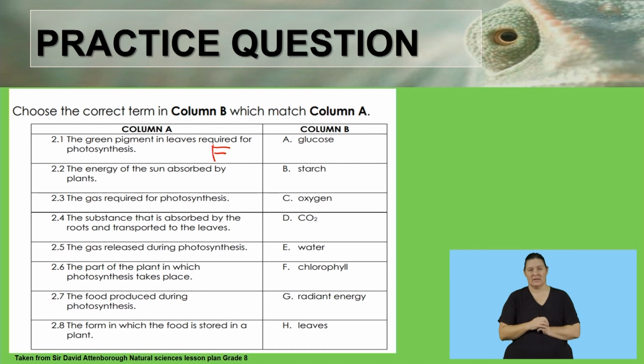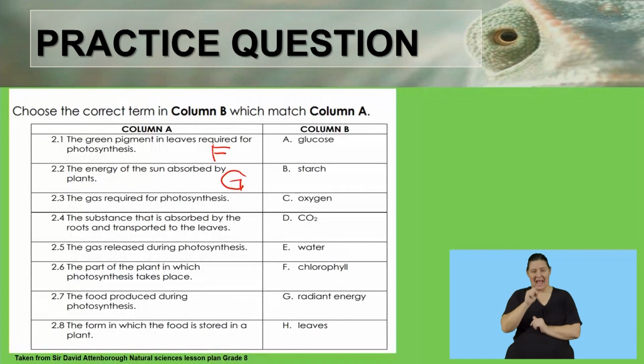2.2 says the energy of the sun absorbed by the plant. Let us go to column B and find the suitable word. It's definitely not glucose, starch, oxygen, carbon dioxide, water, chlorophyll. It is G, radiant energy. If you guessed that one, you are right. That is the energy of the sun, which is absorbed by the plant.